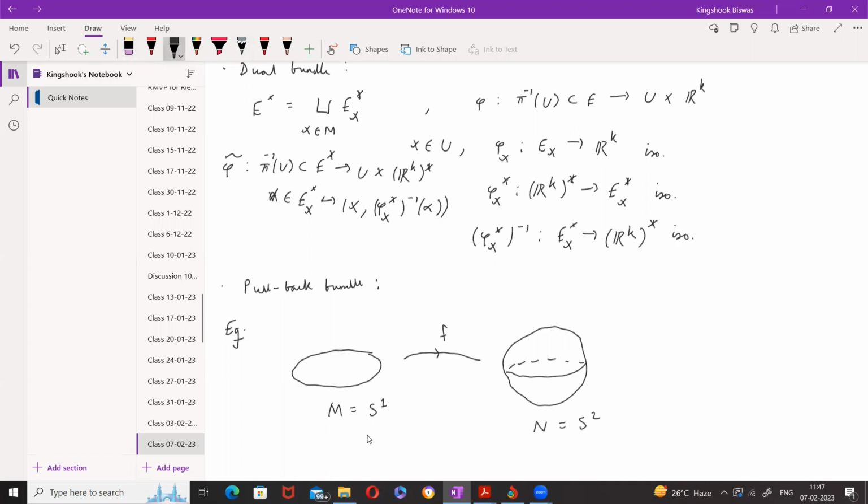The point of the pullback bundle is that this makes sense even if F is not an embedding. So, for example, F could be a figure 8 like this. So it's not an embedding. All right. So there would be points here which map to the same point in N. Okay. So the pullback bundle will be given by taking the fibers along the curve and pulling them back to the domain of the map F.